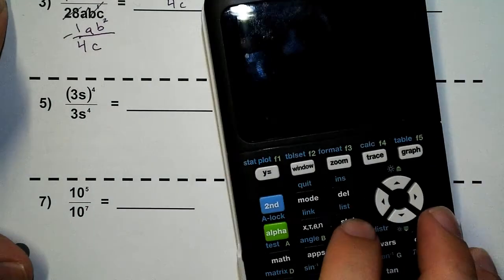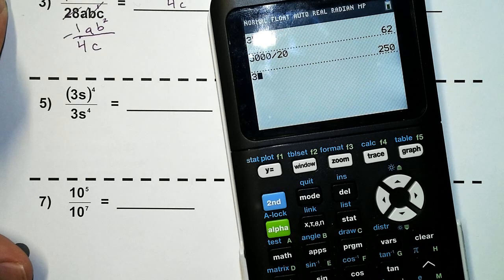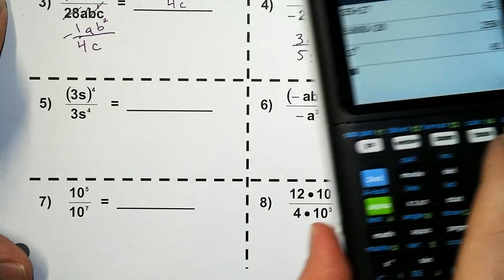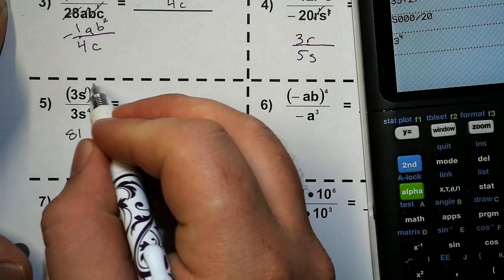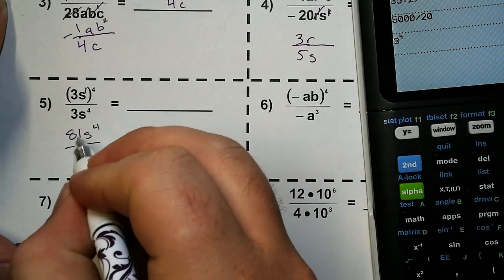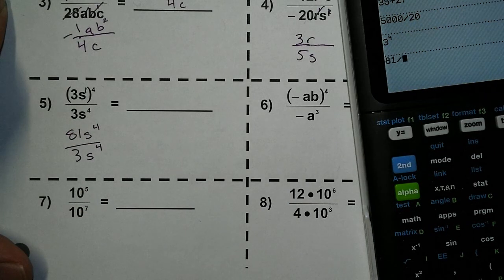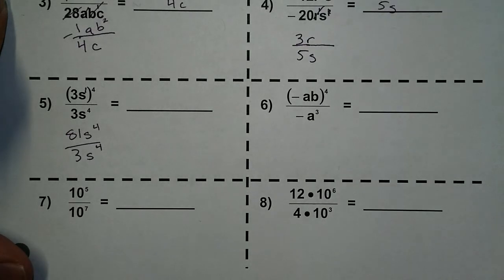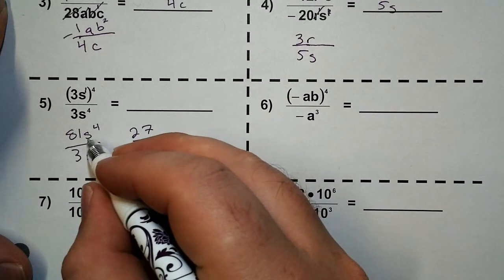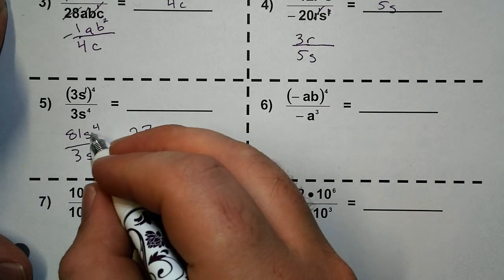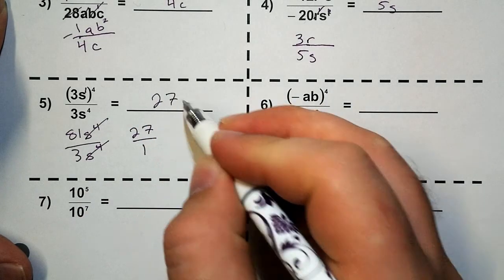Well, I'm going to do a little quick math here, and 3 to the 4th comes out to 81. So I get 81 for my top number, and then s times 1 times 4 is s to the 4th over 3s to the 4th. Divide your numbers. 81 divided by 3 will give me positive 27. And then s to the 4th divided by s to the 4th, well, they both have 4. 4 minus 4 is 0, so the s's go away, so this just comes out to 27.